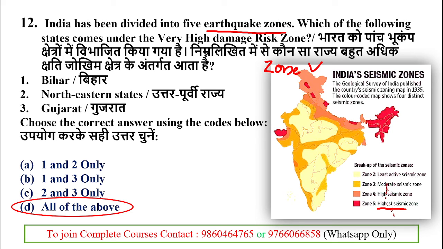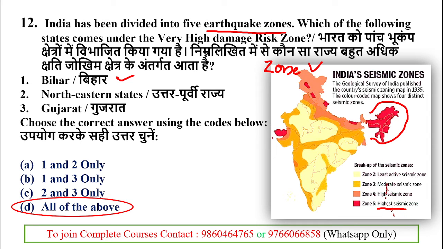And you can see Bihar here, and also on the map you can see Bihar is located under the highest seismic zone, and the northeastern states, these are the northeastern states, these all are under the highest seismic zone.